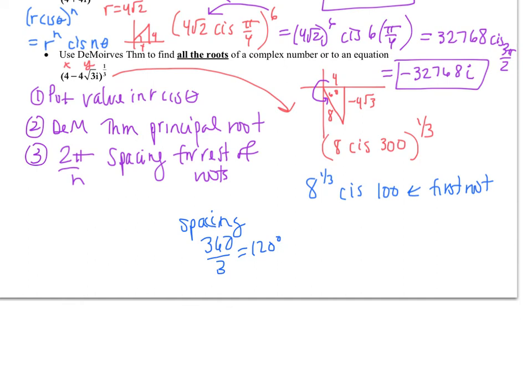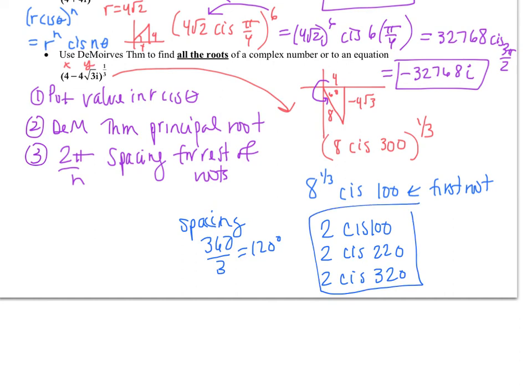So my first root, and actually this 8 to the 1/3 can be simplified to 2. So my first root is 2 cis 100. My next root is 2 cis 220 by adding 120. And then my last root is 2 cis 320. And these would be the 3 roots of 4 minus 4 root 3i.